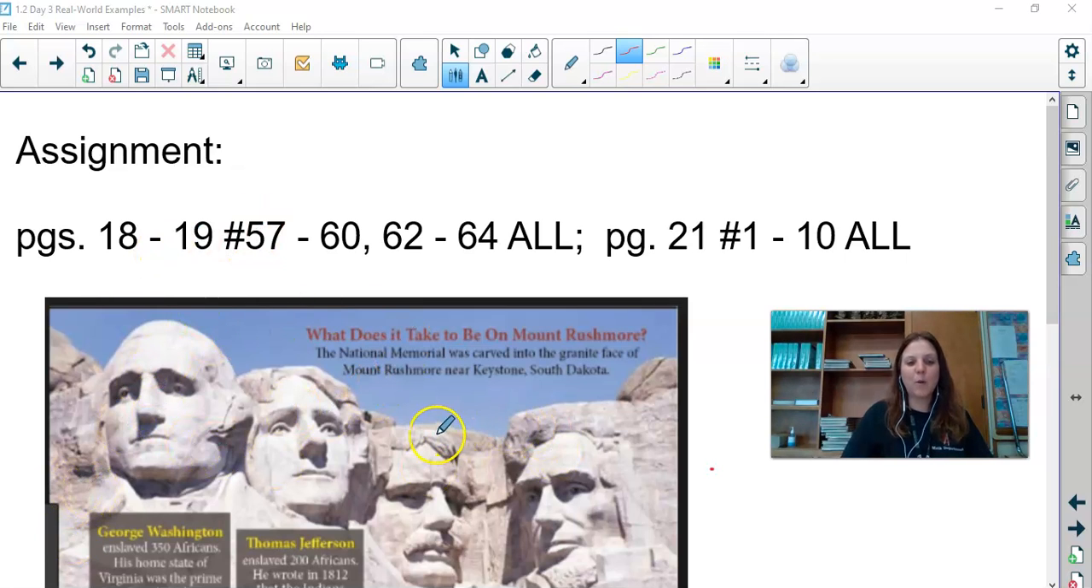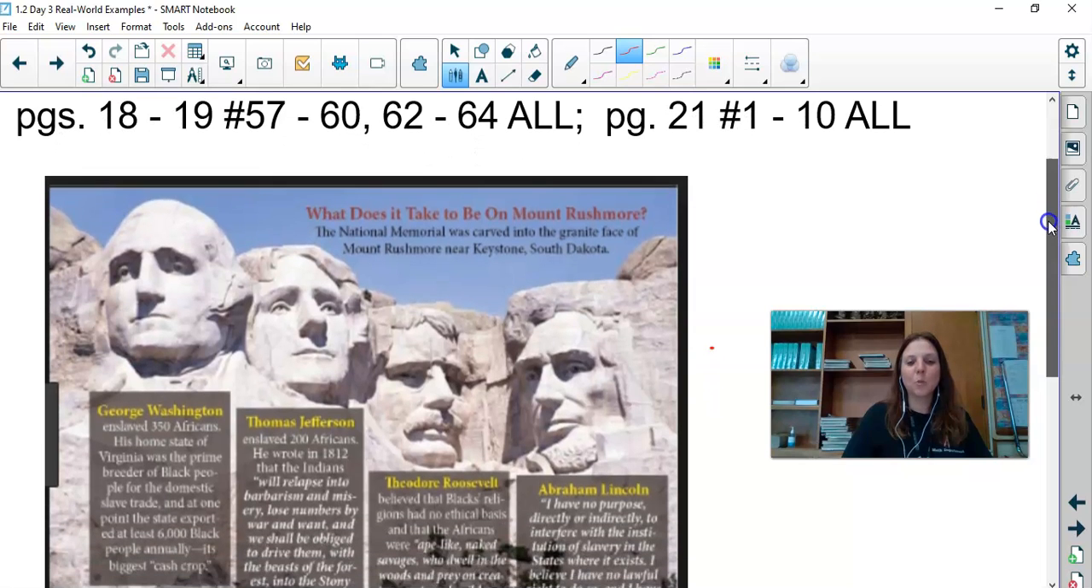The reason I have Mount Rushmore snipped here is because 62 talks about Mount Rushmore, and it also talks about the dimensions of the face of one of the carvings, and then what that would be in real life. So I'm going to read to you question 62. I'm going to help you set it up, and solve it.